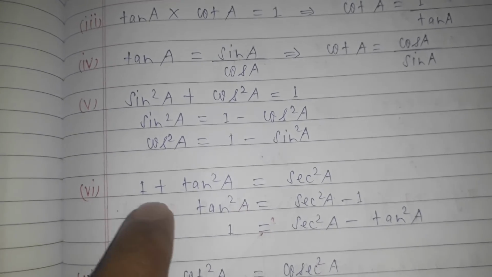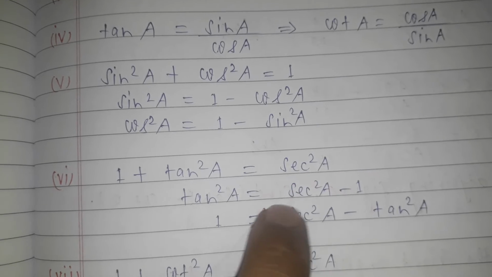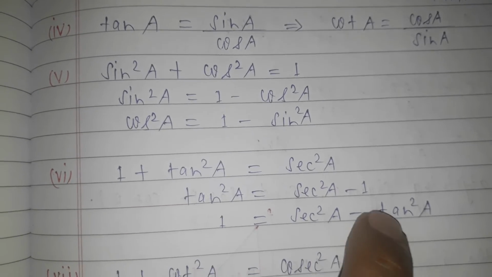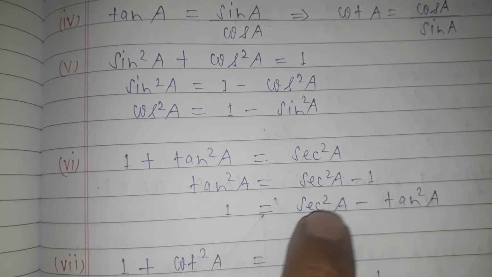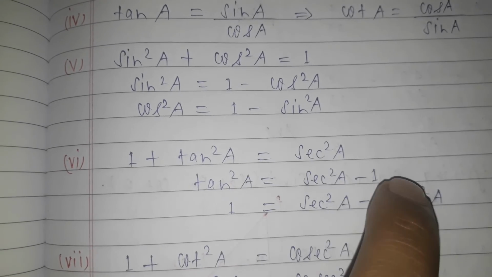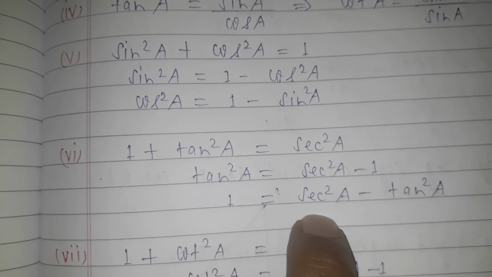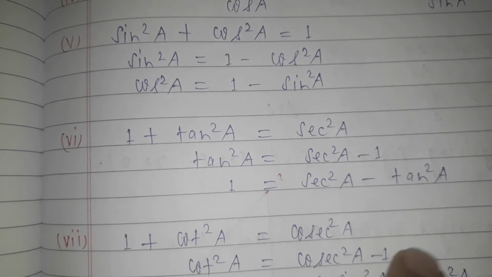Again, 1 plus tan square A equal to sec square A. We can transfer 1 to this side. It becomes tan square A equal to sec square A minus 1. Again, we can transfer tan square A to this side. It becomes 1 equal to sec square A minus tan square A.